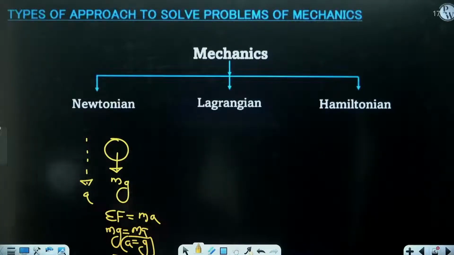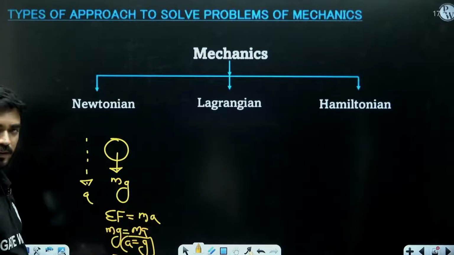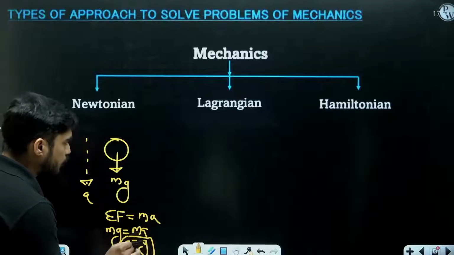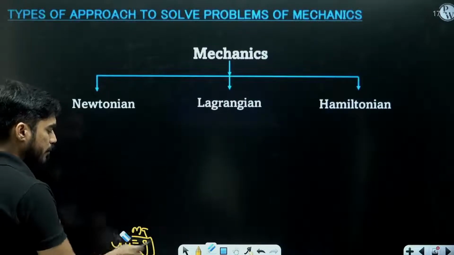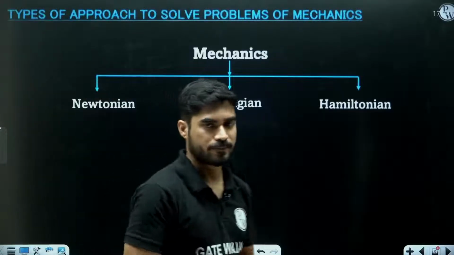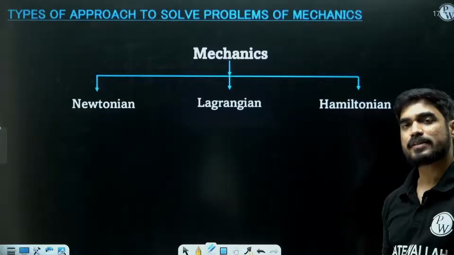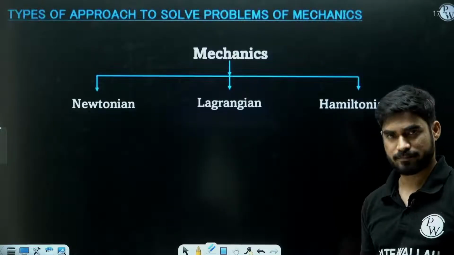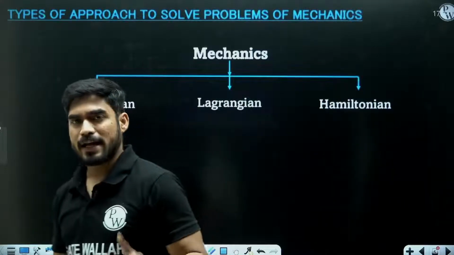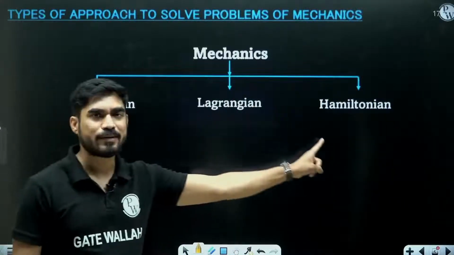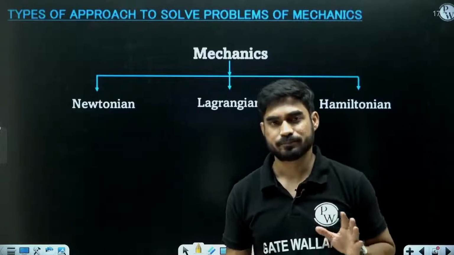What is the equation of motion? Acceleration is constant and it is equal to g. So this is the equation through which the motion of the body is governed. Basically you can say that Newtonian mechanics is based on the concept of finding the forces. Here we calculate forces and all. Now Lagrangian and Hamiltonian, both these approaches are based on energy.